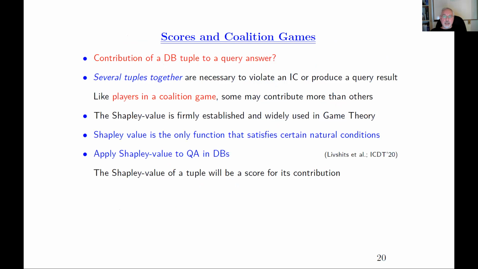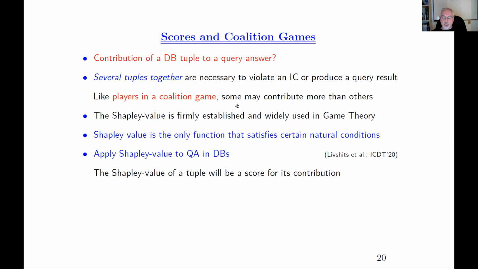And then the third approach that we're going to consider here, still in the context of databases, is based on results and techniques from coalition games. So again, the question is, what is the contribution of a database tuple to a query answer? The idea here is that several tuples together are necessary to violate an integrity constraint or produce a query result, I mean, the outcome we are observing. So this is very much like players in a coalition game. Some may contribute more than others.